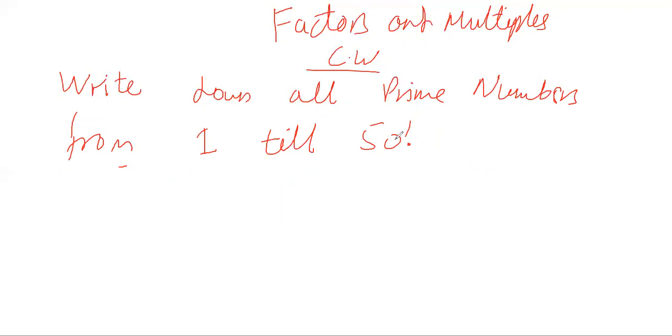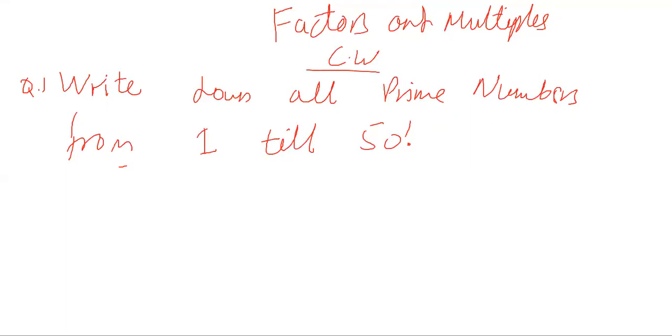And we all know what prime numbers are. Prime numbers are those numbers which have only two factors. Okay, so everybody write down this question and write down your answers on a copy. Write down all prime numbers from 1 till 50. Everybody start your classwork. Then we will discuss. Okay, start doing it on copies.